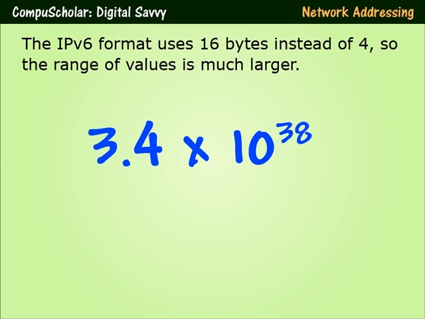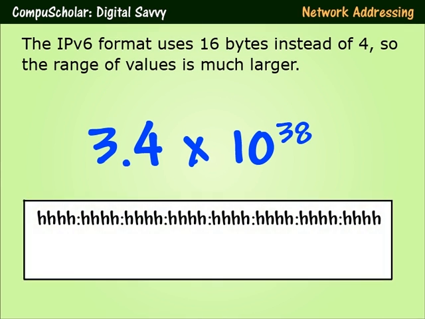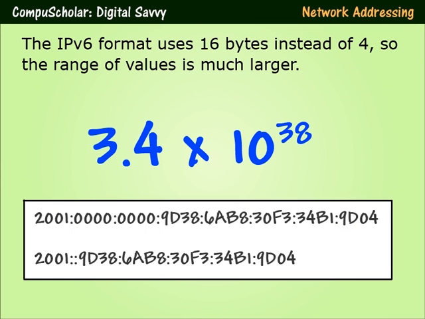Now, IPv6 addresses are written as hex numbers in 2-byte groups separated by colons. Some of these groups might contain zeros, so it's common to leave these out when writing the values, although they are present in the actual address.